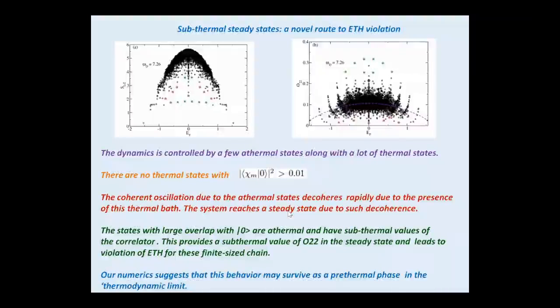And finally, I'm going to talk about the subthermal steady state. So this is just a numerical observation that one finds that there is a range of frequencies at which the system does reach a steady state, but it's subthermal. That is, its value is smaller compared to that predicted by the ETH. We have some conjecture why this happens, but we are not really very sure. Numerics certainly shows that this is the case, but I'm not going to get into the details of this. We can discuss this, if you have questions, but let me just conclude.